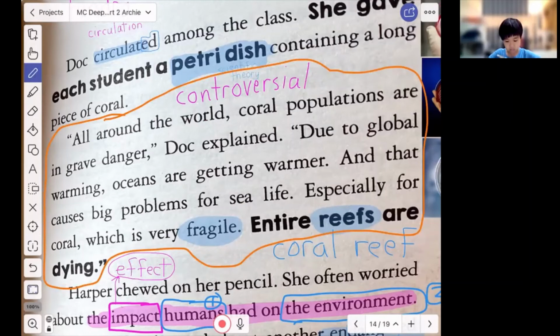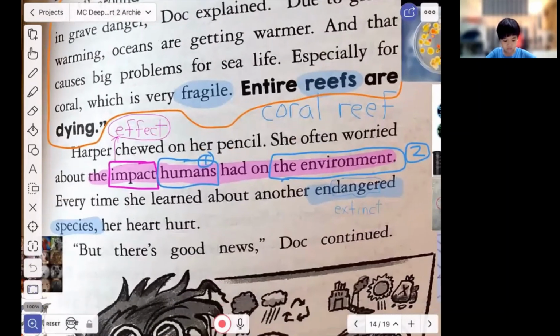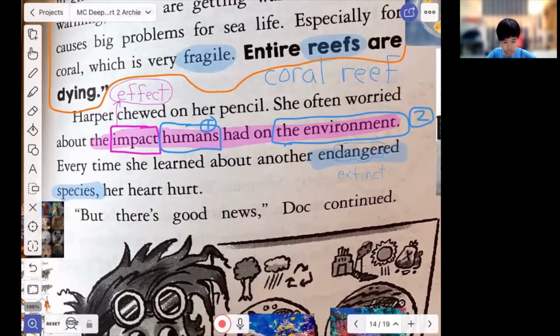I'm not an expert on the coral reef or on global warming, so I will just read this and say to myself, okay, the author of the book believes that global warming has caused oceans to get warmer, and oceans getting warmer has caused problems for the coral reef. And the author believes that global warming is causing entire coral reefs to be dying. So that's pretty serious and pretty sad. Let's take a quick look at what a coral reef looks like.